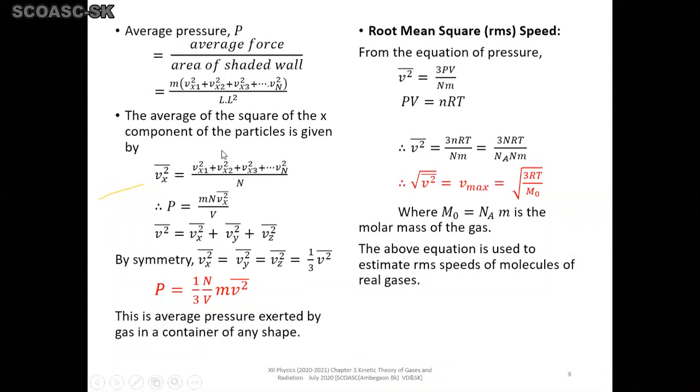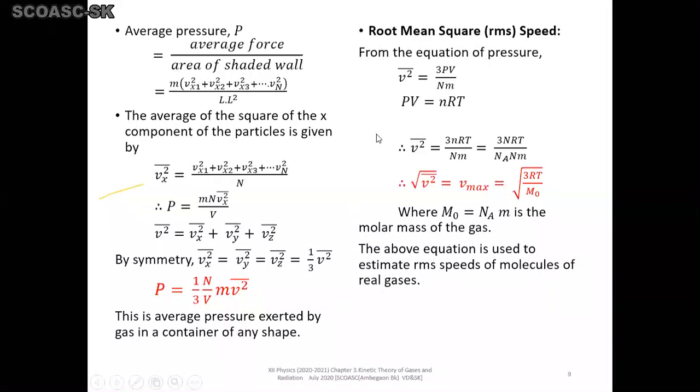And now here what we have done is n into small m into capital N, divided by the volume. And this is the pressure along the x-axis, similarly y-axis, similarly z-axis. If I add up all the pressure, this is the formula for the pressure that I'm going to get. Very important: 1/3 N into small m v square bar divided by the volume. This is the average pressure exerted by the gas in the container of any shape.